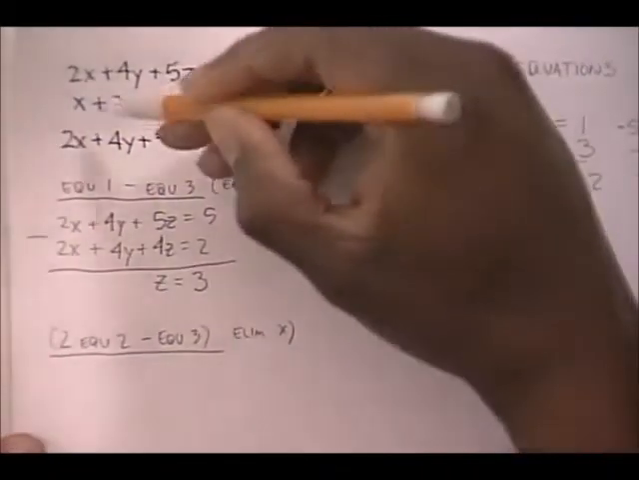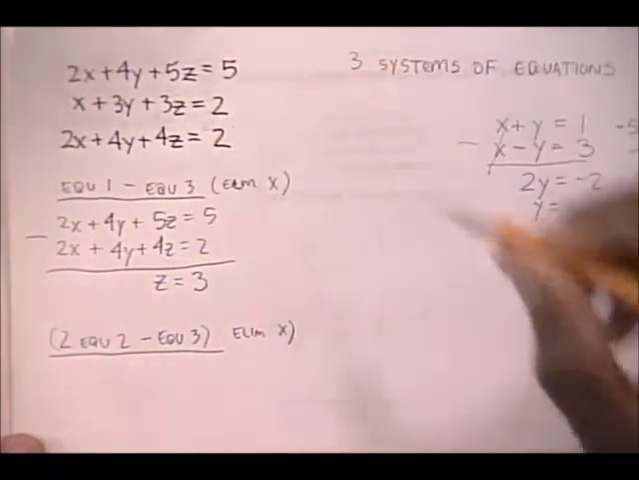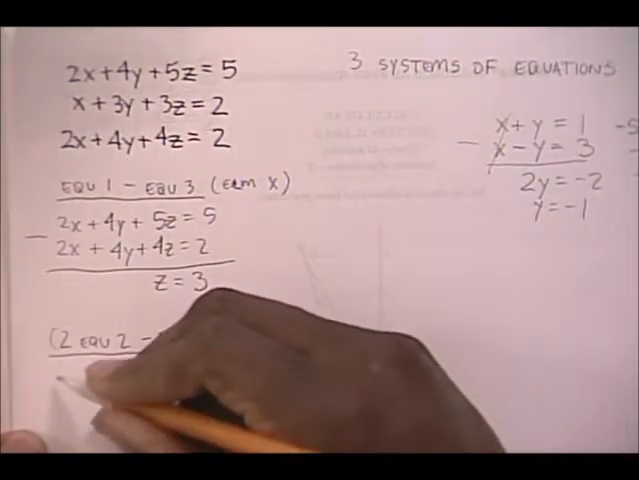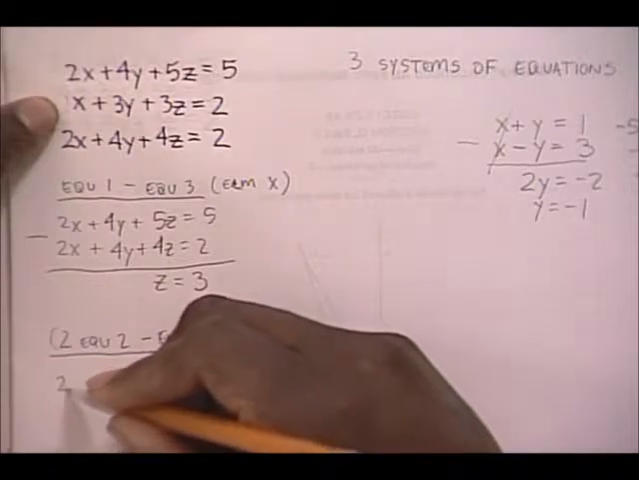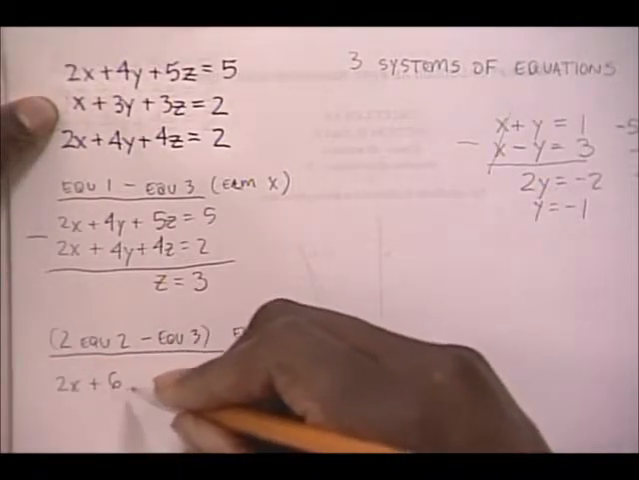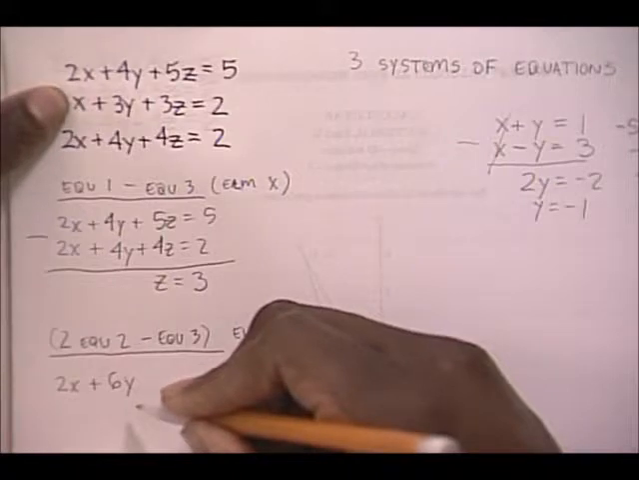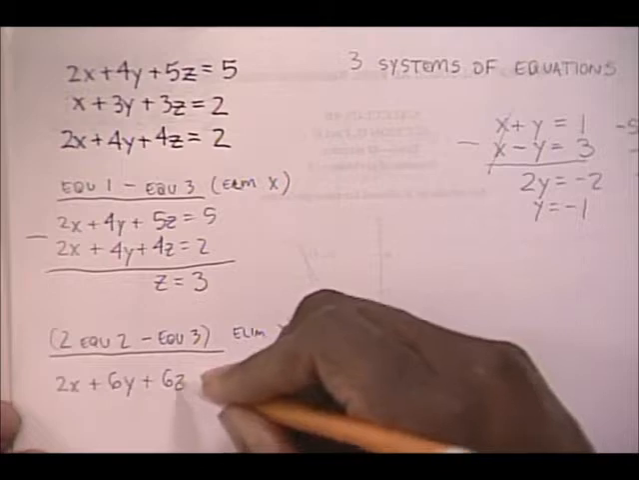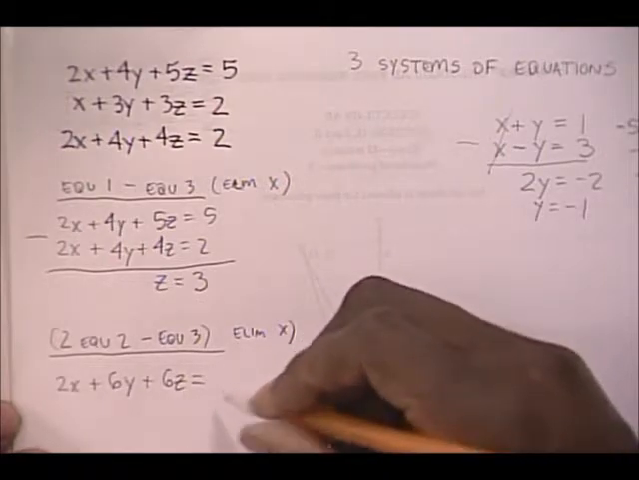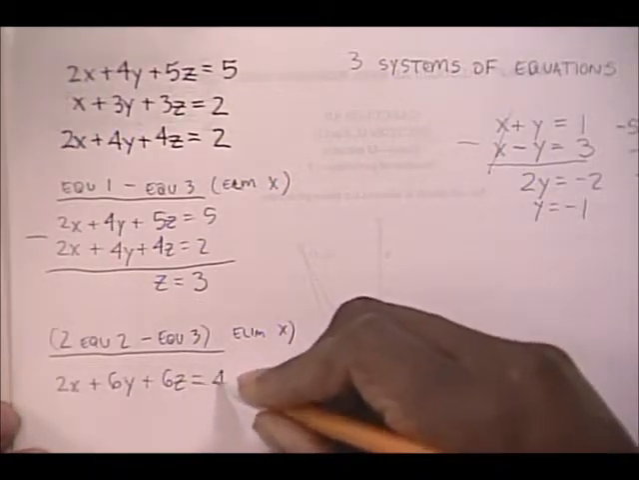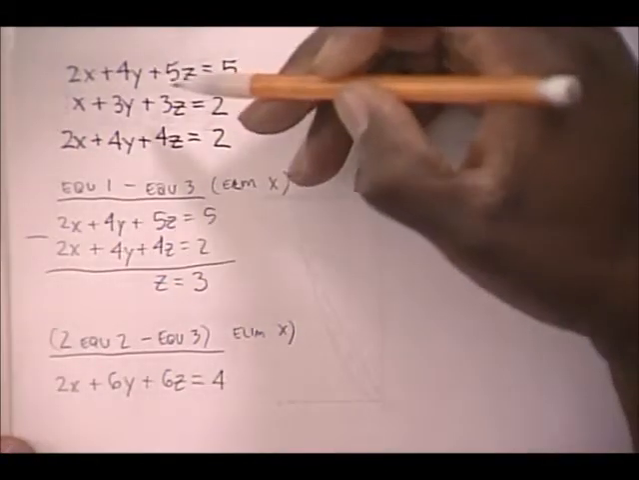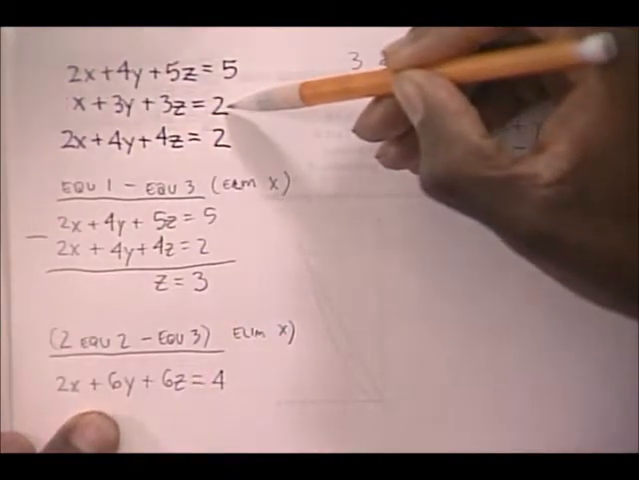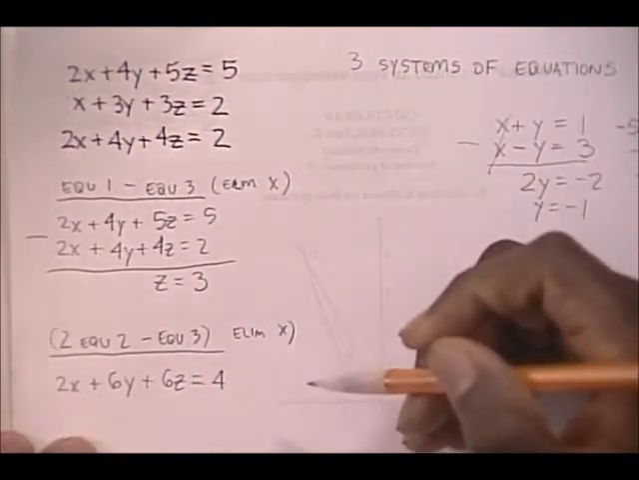So we're taking 2 times this entire equation. If we do that, we get 2x plus 6y. I'm multiplying this by 2, 3y by 2, plus 6z, and that's equal to 4. A common mistake here is that students will multiply this by 2, this by 2, this by 2, and leave that alone. And that'll mess up your entire problem.